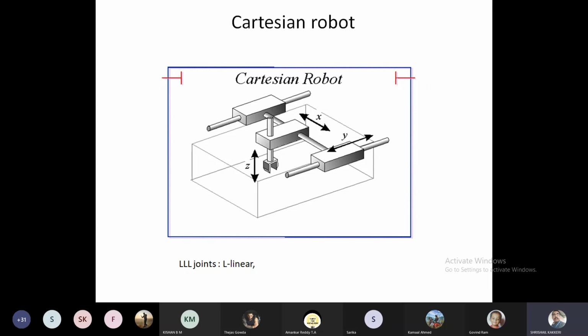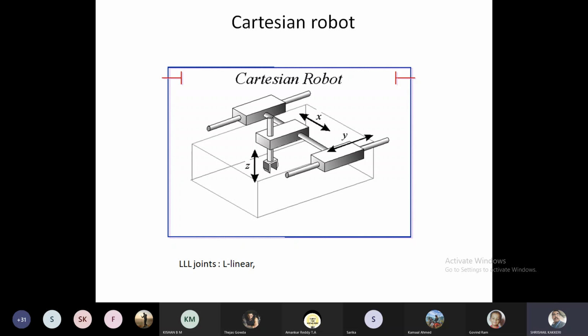There are two types of robot movements. One is prismatic and the other is revolute. Prismatic is one which is just like a telescope in action. It is a linear movement. And a revolute joint is one which can revolve. That is called a revolute joint.